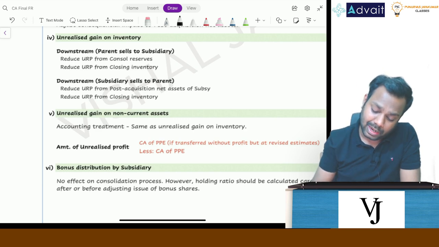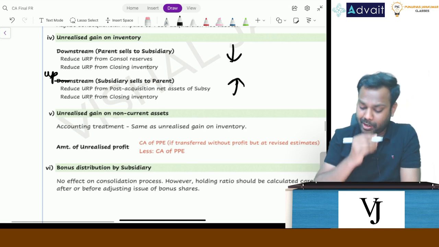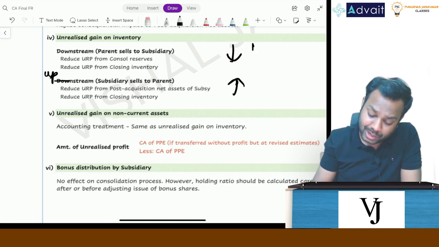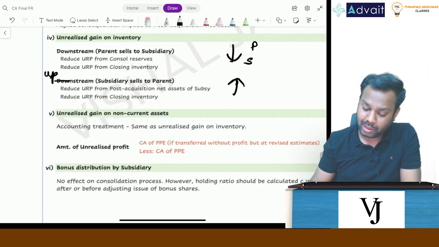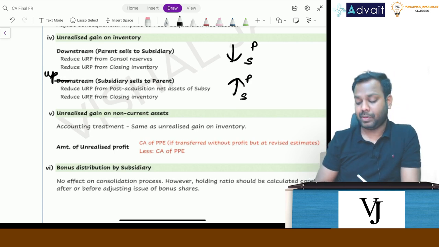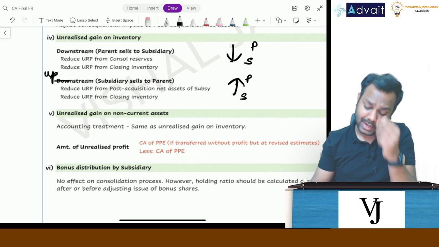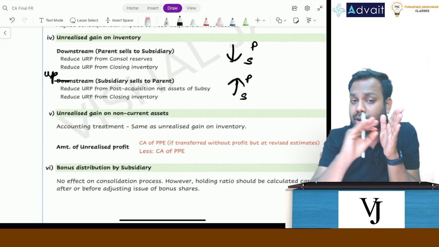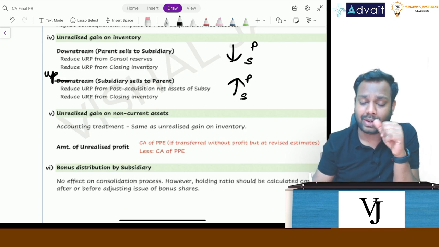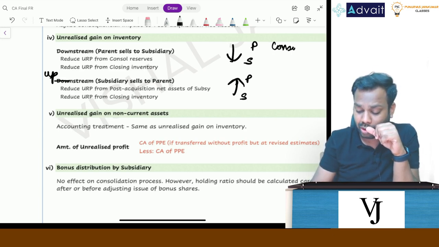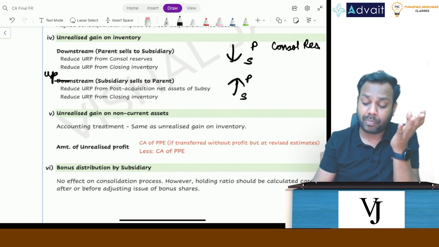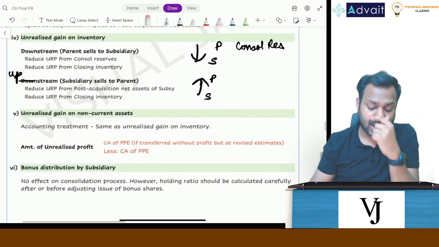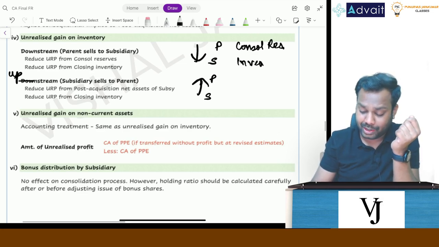Now, understand, it can be downstream, it can be upstream. Downstream means parent sells to subsidiary. Upstream means what? Subsidiary sells to parent. Now, in this case, downstream, tell me who earns the profit? Parent earns the profit, right? So I have to remove unrealized profit. So parent earns the profit, subsidiary has the inventory. So from parent books, I will reduce what? Consol reserves, consol P&L.